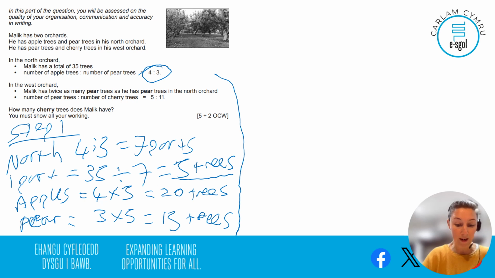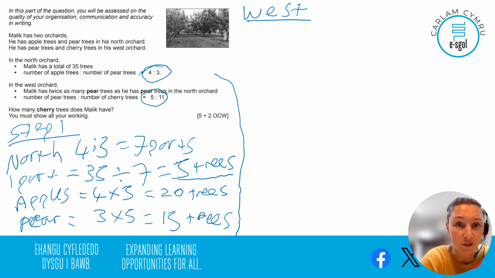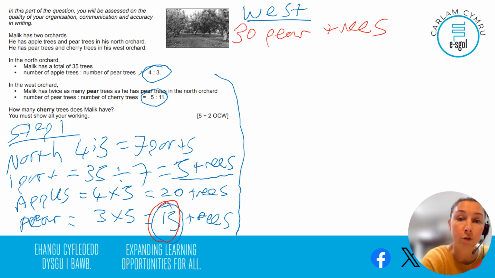Now we're going to do the same for the west. I'm going to put west here. So we've got pear trees. First of all, the question says, before we go into this ratio, it's got twice as many pear trees in the west than in the north. So we know it is 15 pear trees here. So we know that he has 30 pear trees in the west.